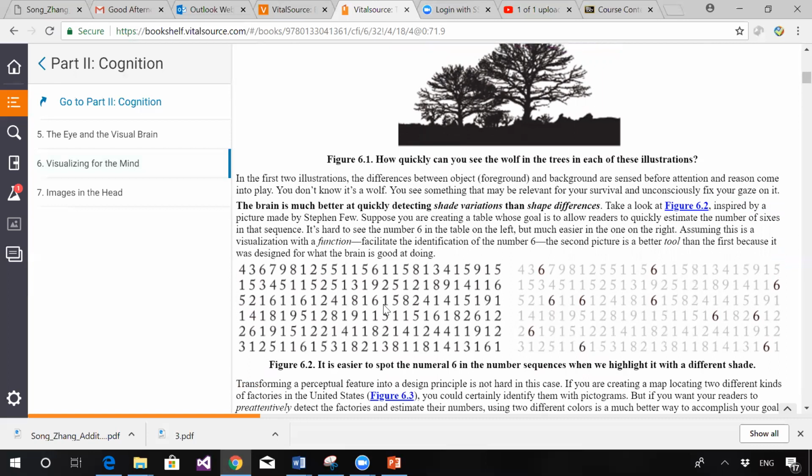Let's try to identify where the 6s are in the pictures. In the first big picture, if we want to detect the 6, we have to look at the different shapes. Well, there is a 6 here, a 6 here. But in this picture, the 6s are differentiated from other numbers using shade variation, using different colors. So it is so obvious that our eyes and brain detect differences using some molecular mechanism.